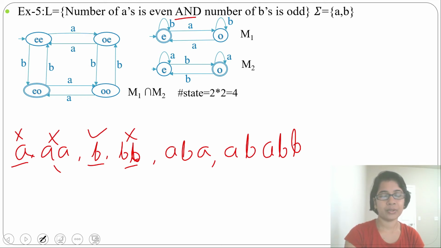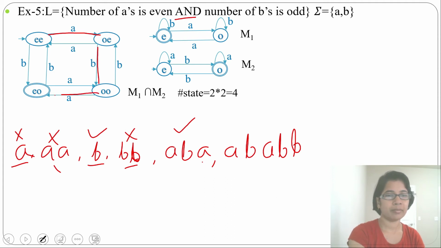Now check ABA. Number of A is 2, which is even. Number of B is 1, which is odd. So this belongs to this language. Now just check. By A it goes to odd even state, then by B it goes to odd odd state, then by A it comes to even odd state, and that will accept because this is the final state.